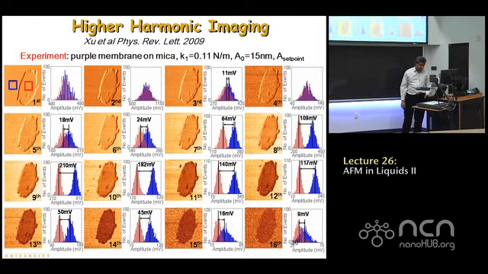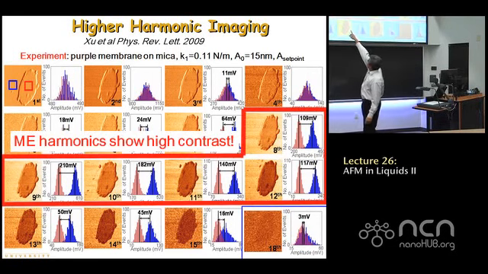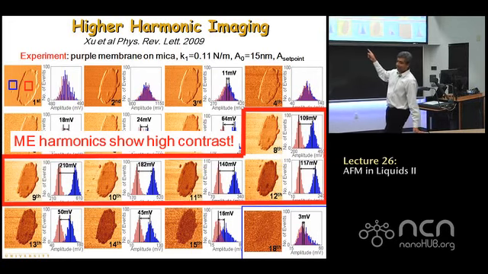This is purple membrane. Images taken of many different harmonics. The first graph on the top left is the amplitude signal. What should the amplitude signal be? It should be flat. And you see it's constant everywhere, except at the edges of a feature where the controller is trying to adjust itself.